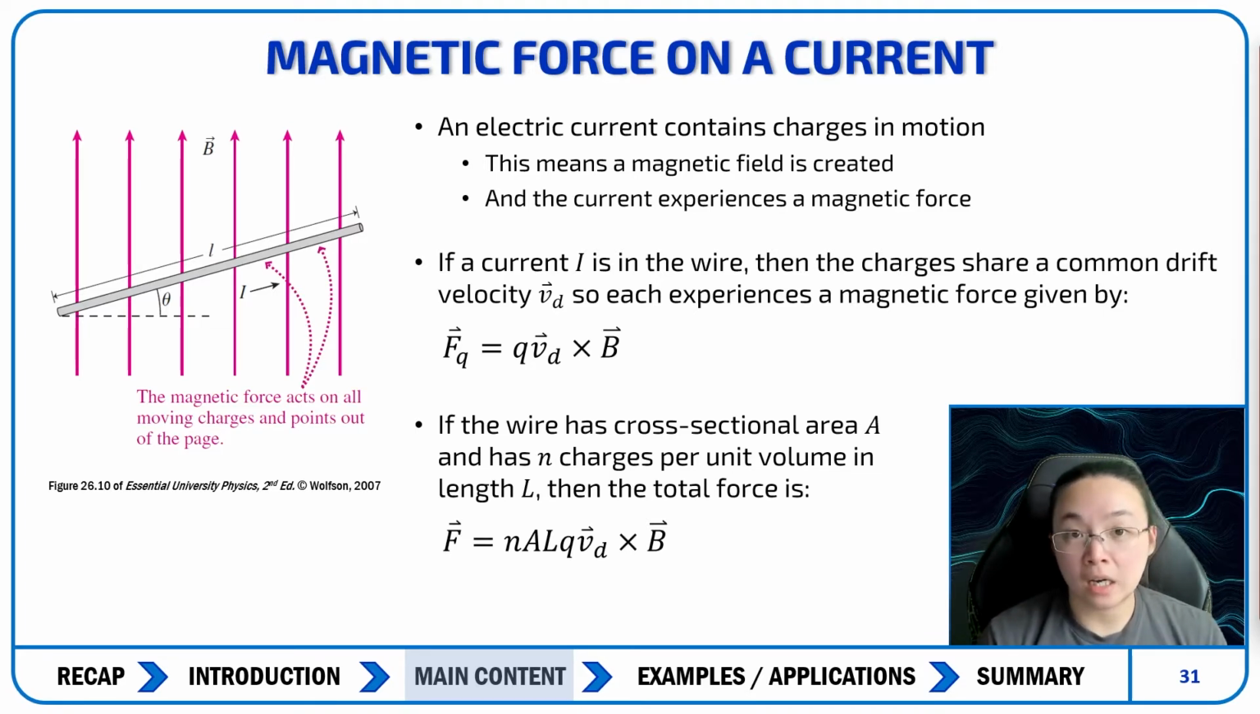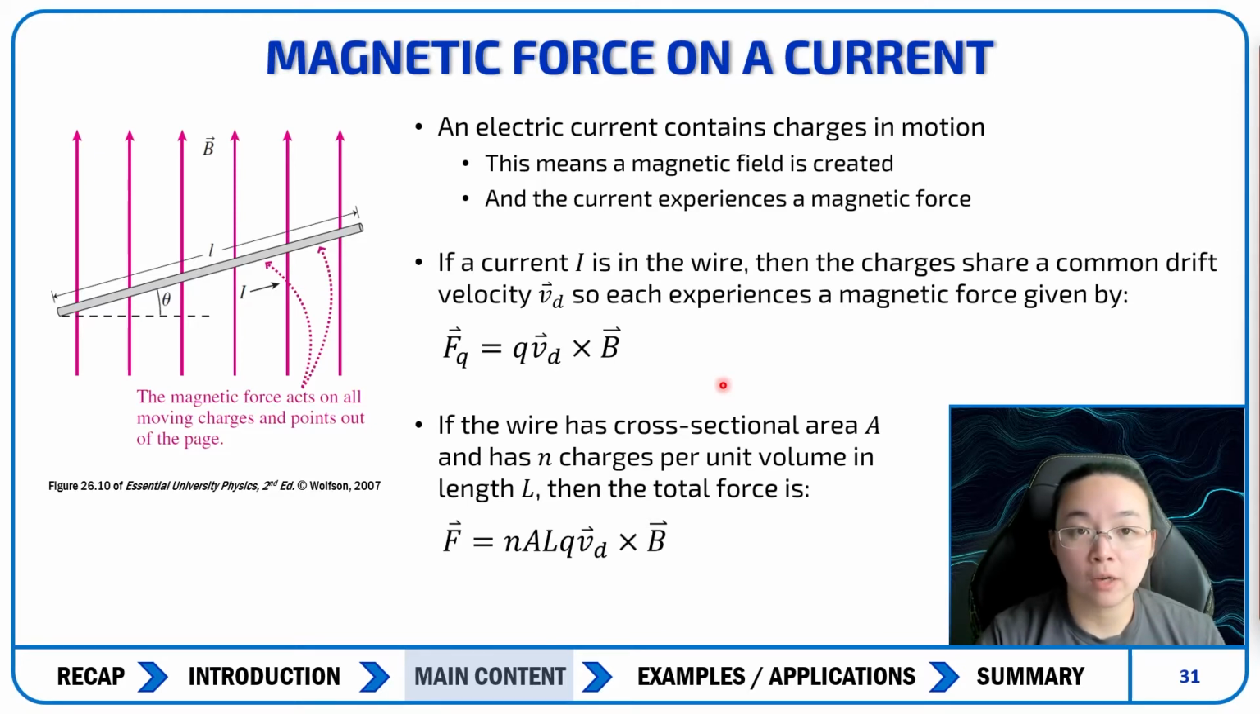So if a current I exists within a wire, then the charges are going to share a common drift velocity, Vd. So each will experience a magnetic force given by this equation. So it's basically just Fq equals q Vd crossed with B. Same as before. We've just replaced V with Vd for the drift velocity.